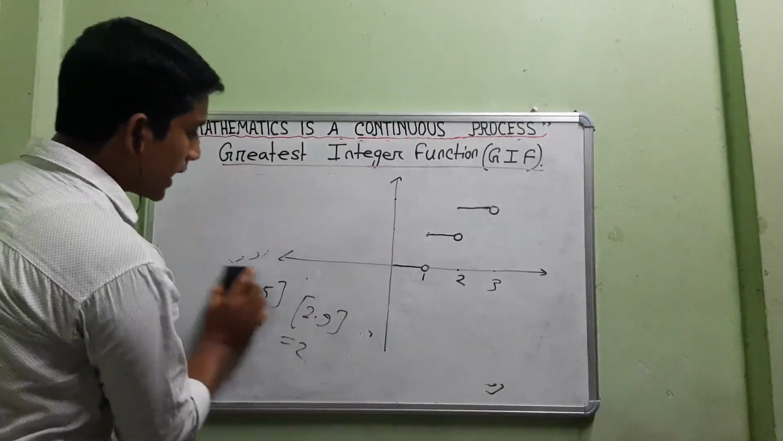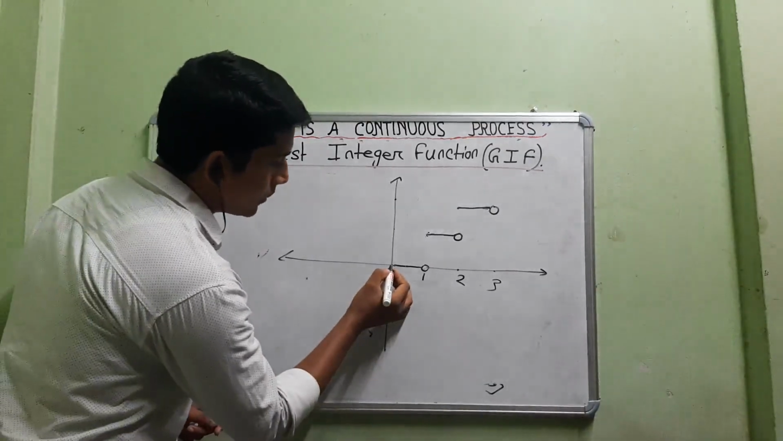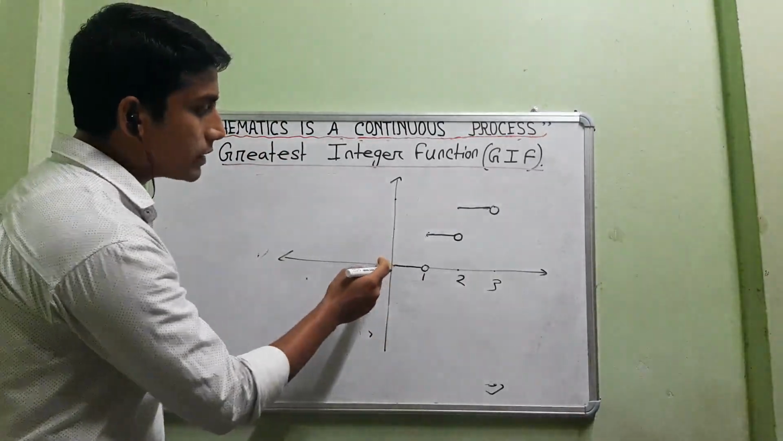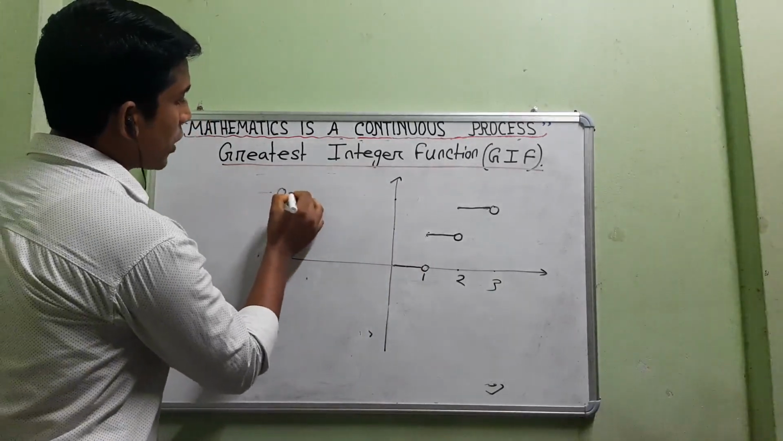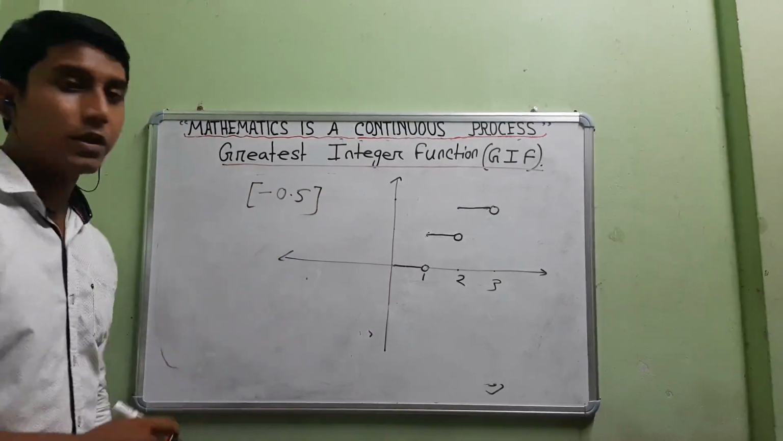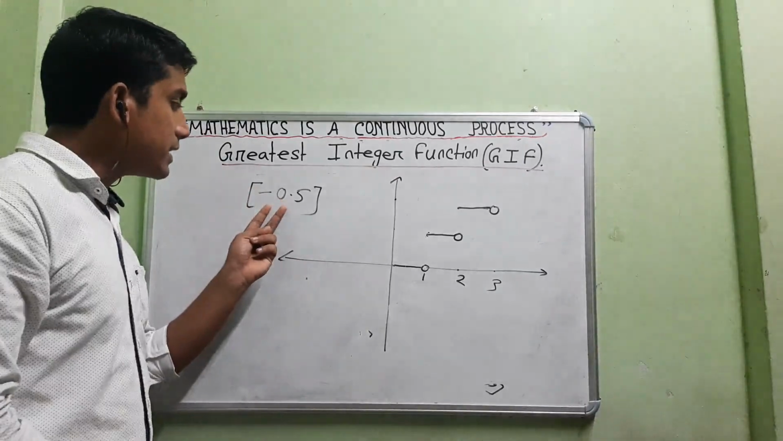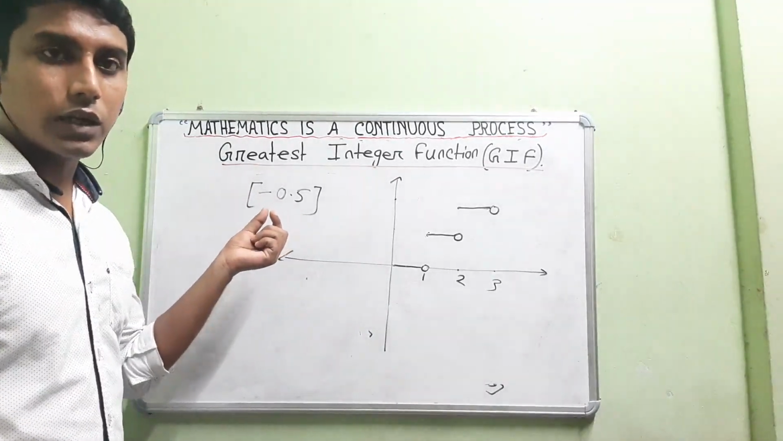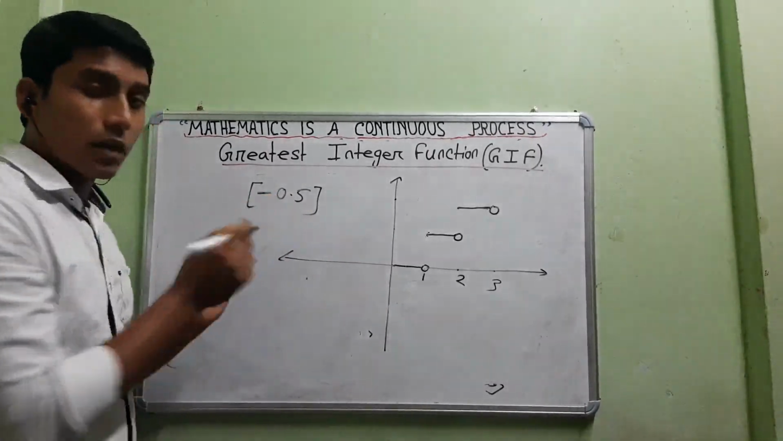Now if I go in the negative way, you see 0 I have already taken there, now I will take less than 0. Suppose minus 0.5. What would be the greatest integer of minus 0.5? Can you tell me? Greatest integer less than this. So what are the integers less than this?